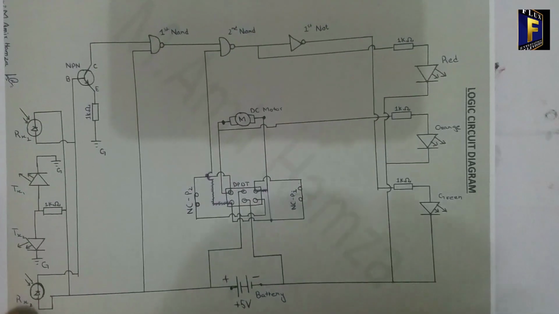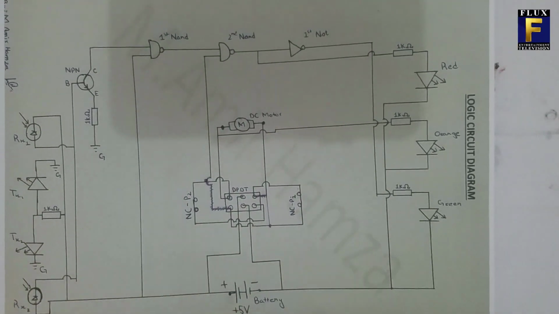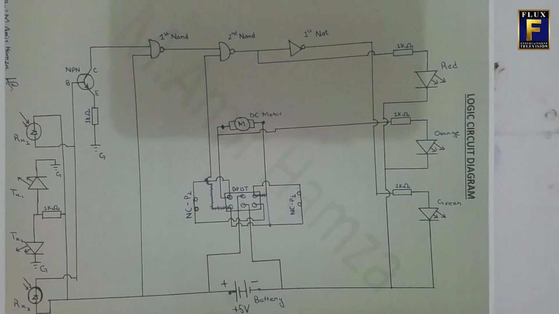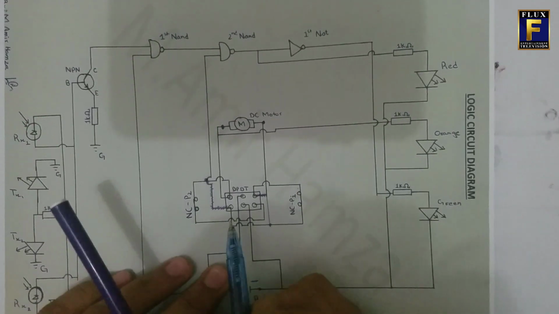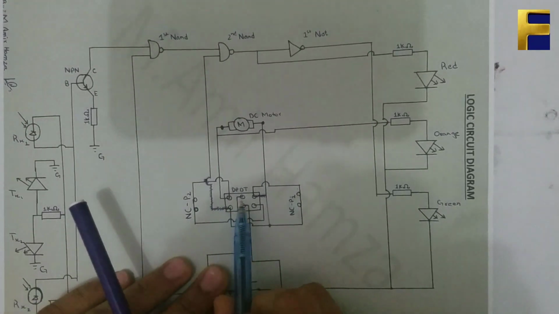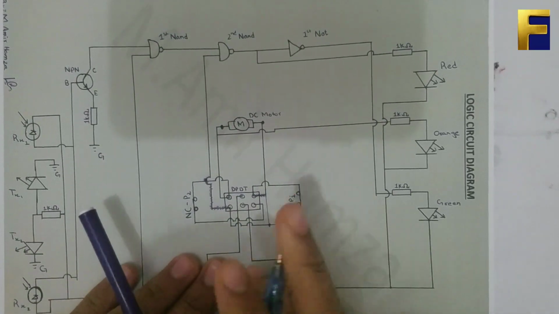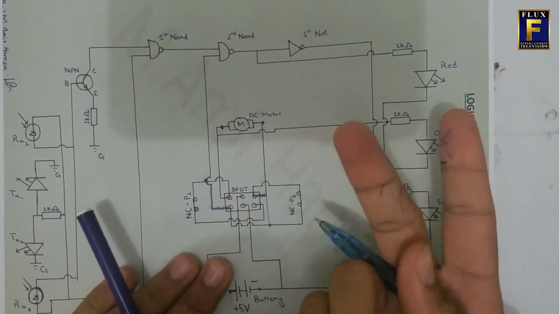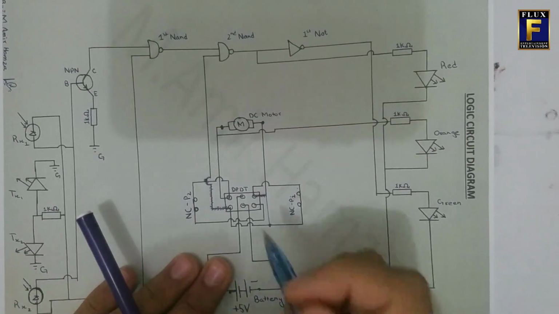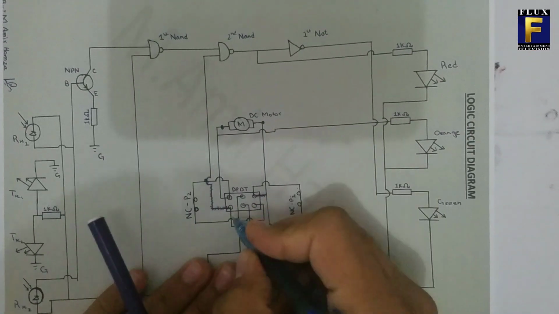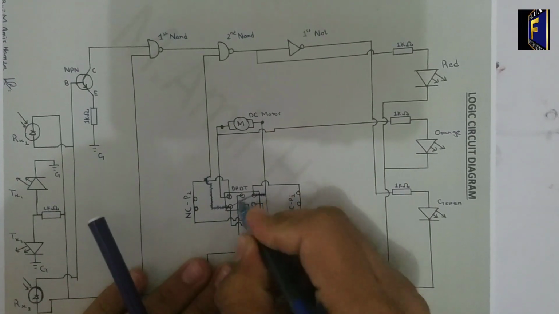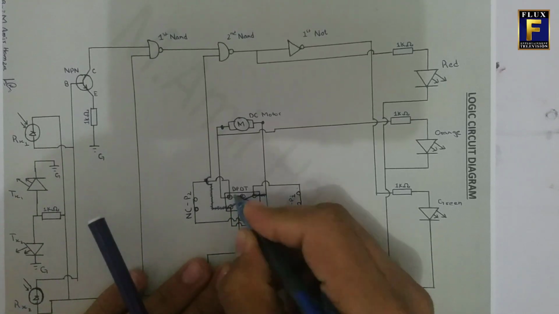Let's discuss it with the help of the flow of the current. One thing to be remembered here is that the DPDT, double pole double throw, has one property: when you shift or throw the current to one position, it will throw it diagonally.